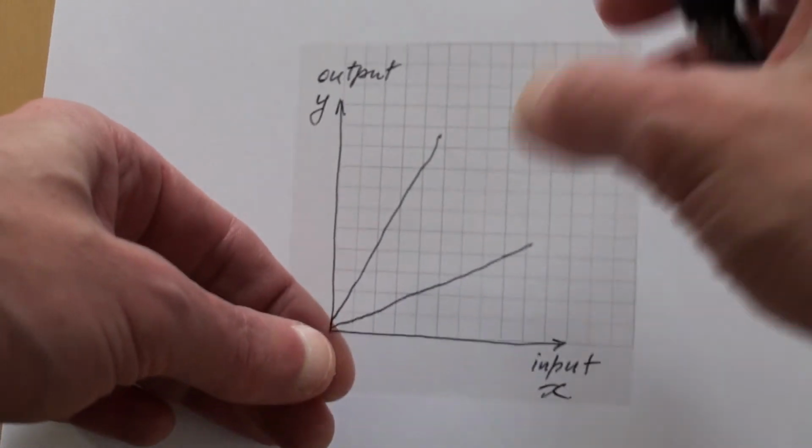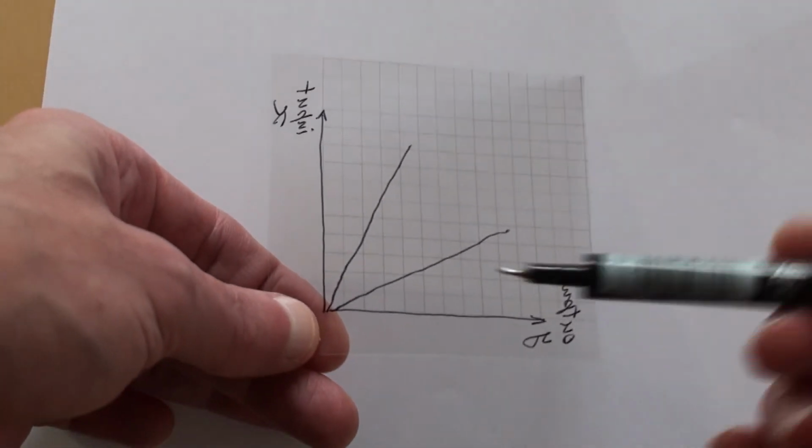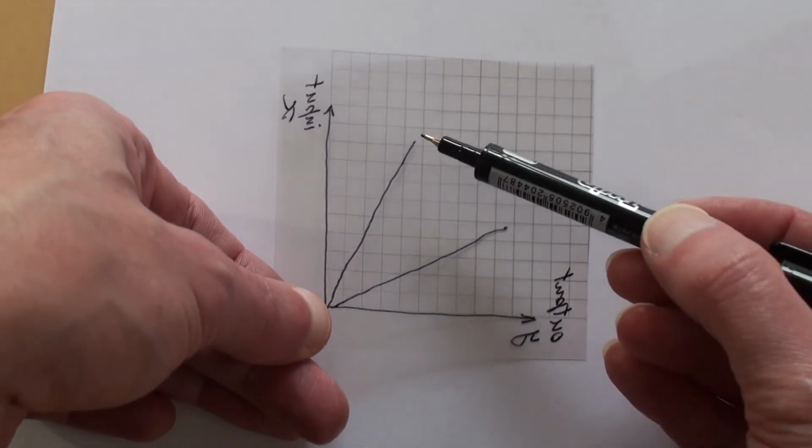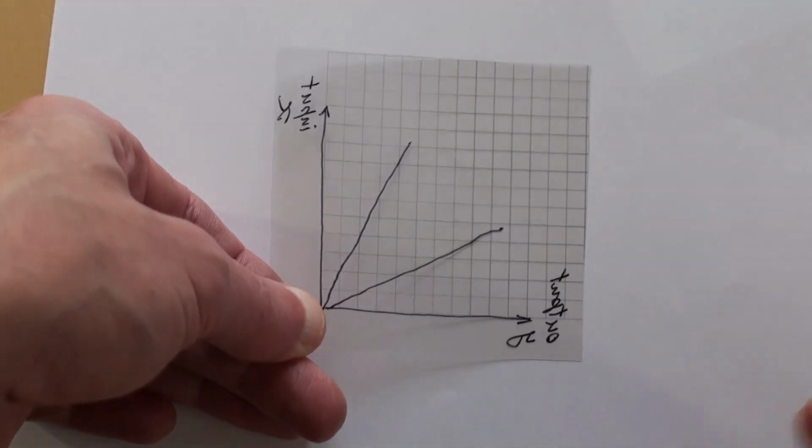We can start here. If this is my forward function, this will be the inverse. If this is the forward function, this will be the inverse. So they come in pairs. That's very interesting.